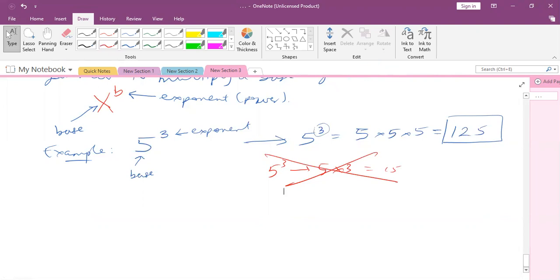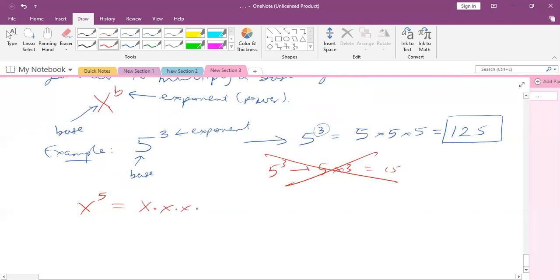Okay. Now let's look at another example. If I have x to the power 5, what does that mean? This is not 5x, right? It means that the base, which is x, is multiplied by itself 5 times. Okay, that's what that means. Okay, so I hope you get this.